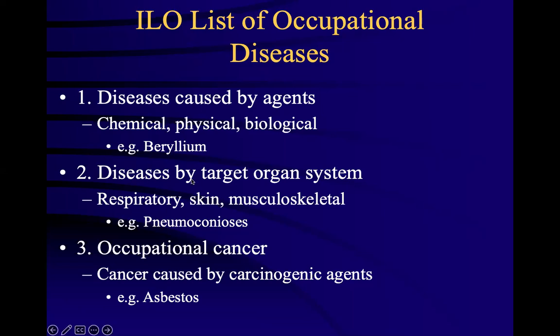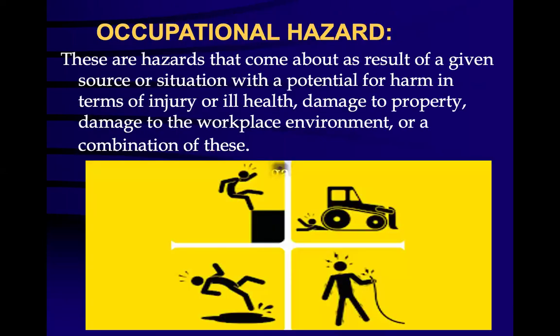We have diseases classified by target organ system, which can be respiratory, skin, musculoskeletal, and we also have some that are causing cancer, especially exposure to asbestos, and these are known to be carcinogenic. They're able to cause the cells to behave abnormally with production of diseases. Hazards.